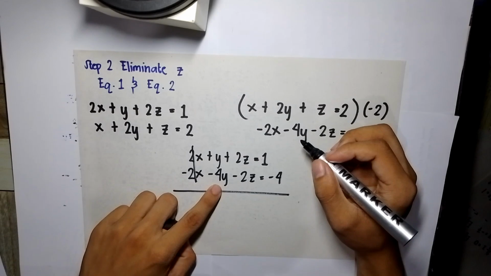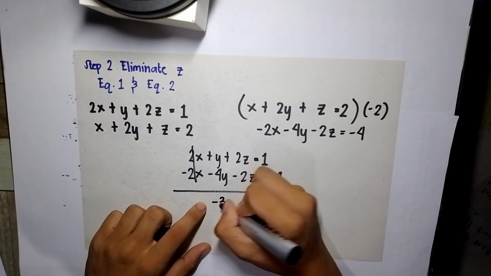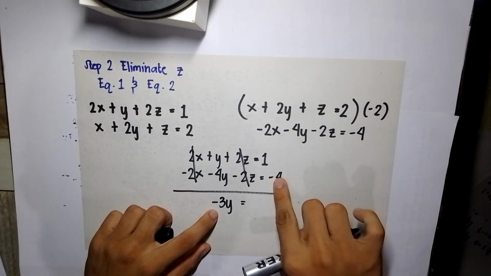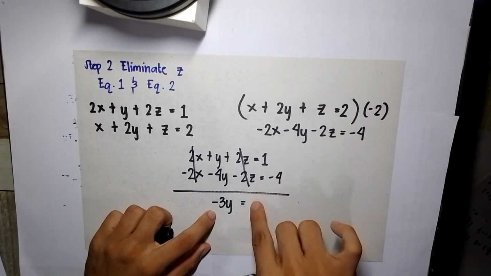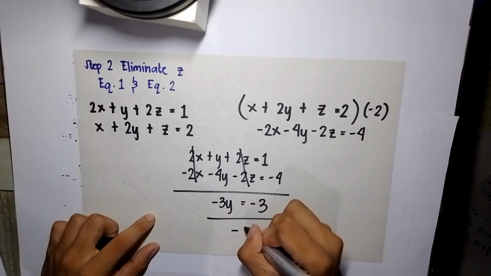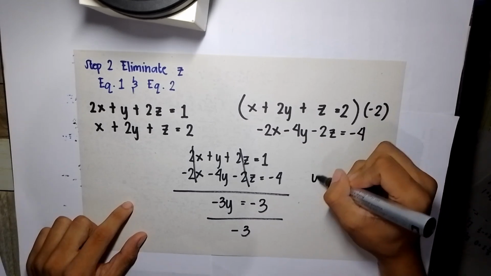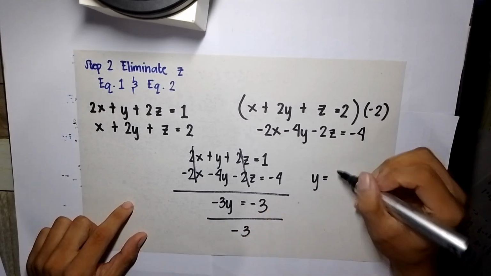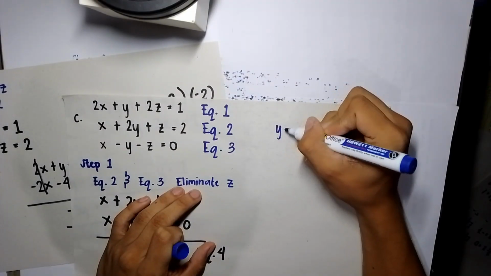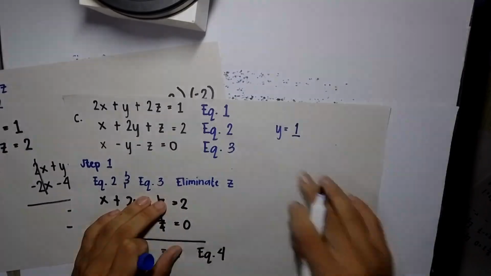Combining like terms, the variable x will be eliminated and we get negative 3y is equal to negative 3, since z is also eliminated. Make the coefficient of y equal to 1. Therefore, y is equal to 1. We now have the value of y, which is 1.